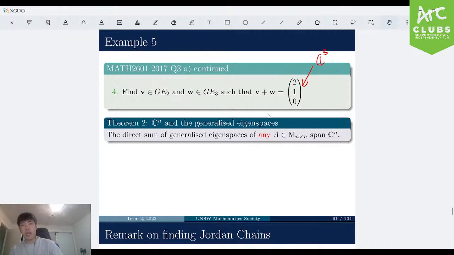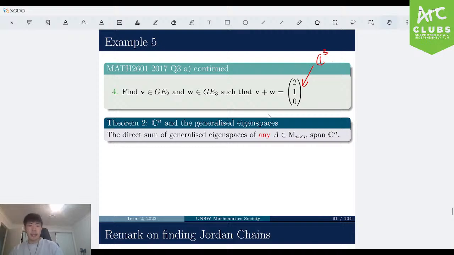So if you have a matrix A and you go through this process of finding its Jordan matrix, as part of it, you will find all of its generalized eigenspaces. And it's saying that the direct sum of these generalized eigenspaces will span the entire Cn, right? So C^n, I guess, is just a vector of size n with its inputs being complex numbers, okay? So it will span the entirety of Cn, okay?